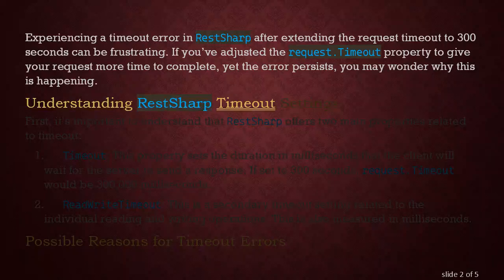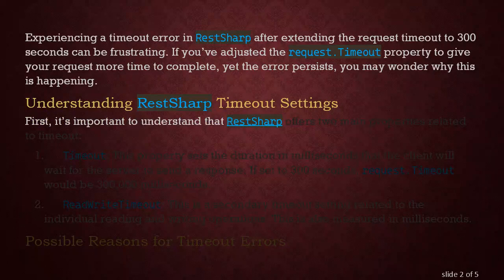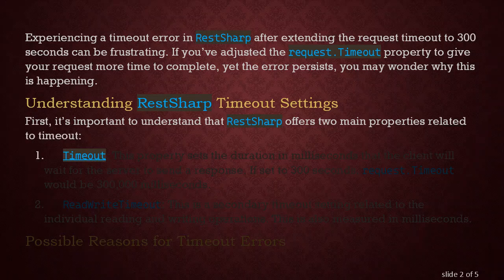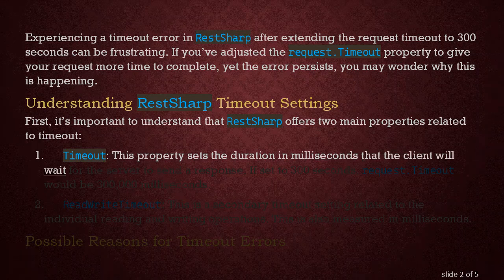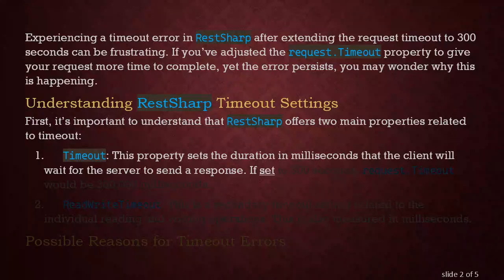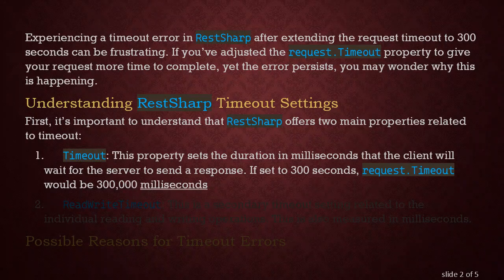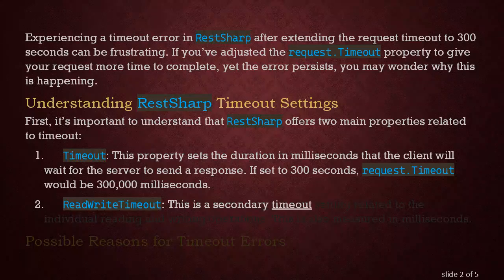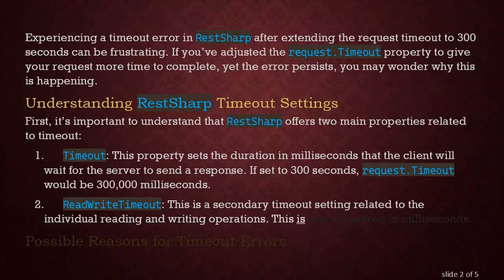Understanding RestSharp timeout settings. First, it's important to understand that RestSharp offers two main properties related to timeout. Timeout: this property sets the duration in milliseconds that the client will wait for the server to send a response. If set to 300 seconds, request timeout would be 300,000 milliseconds. Read-write timeout: this is a secondary timeout setting related to the individual reading and writing operations. This is also measured in milliseconds.